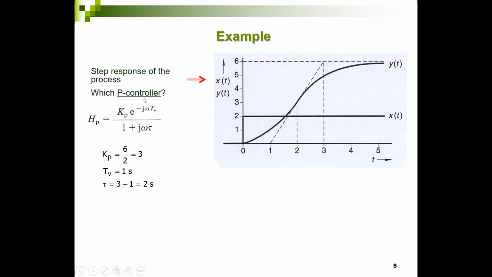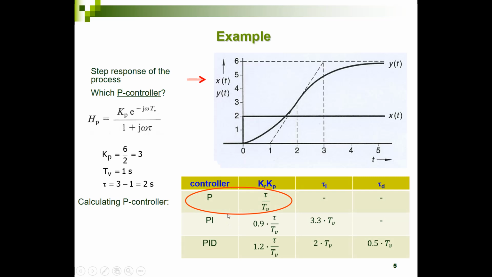And suppose we want to use a P controller. Well, we have to use the table again, look up the values for Kr times Kp for a P controller, and we can calculate Kr. So Kr times Kp is tau over Tv, so it's 2 over 1, which is 2. And we can calculate Kr, which is equal to that value of 2 divided by Kp, so it's 2 over 3, which is 0.67.